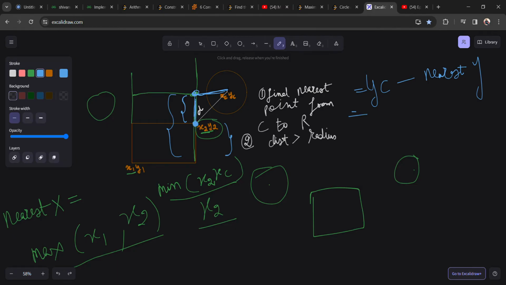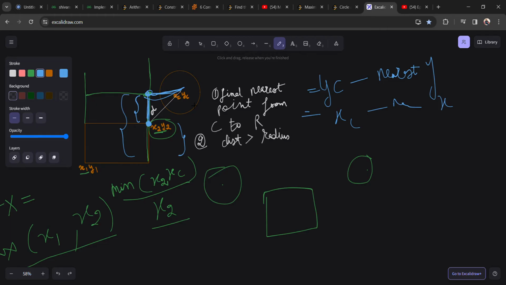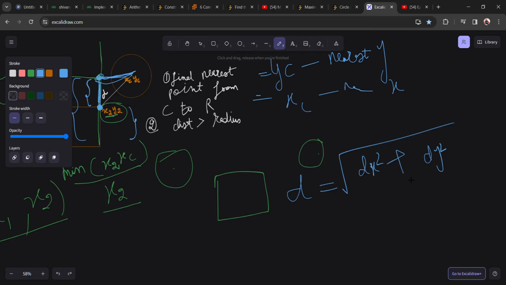Similarly, I will calculate this distance as x center minus nearest x. Okay, so this will give me this particular distance. Now I will apply the Pythagoras theorem to find this particular distance. So my distance will be calculated as equal to the square root of these distances that I have calculated. I will name them distance x and distance y. So distance x squared plus distance y squared. Okay, so this will give me the distance that I have calculated.